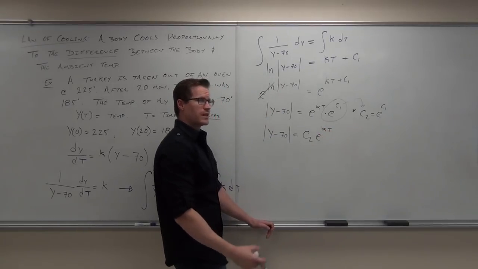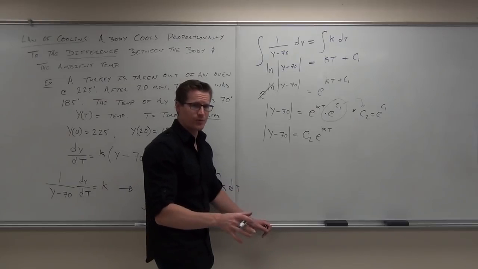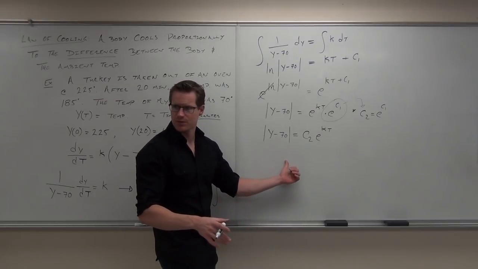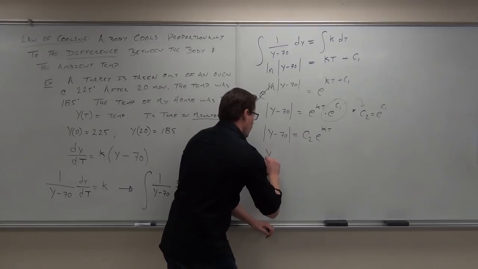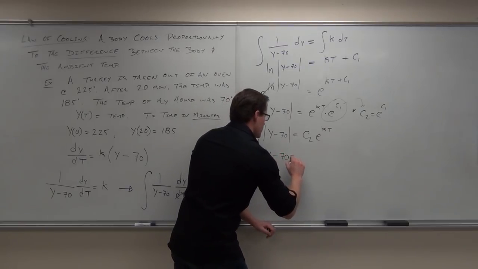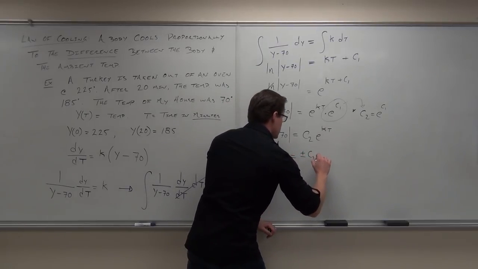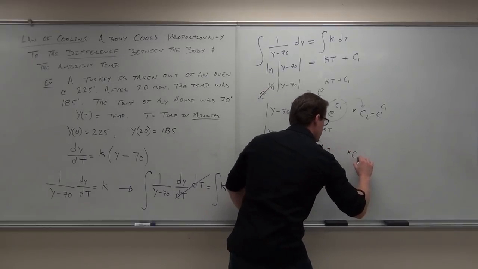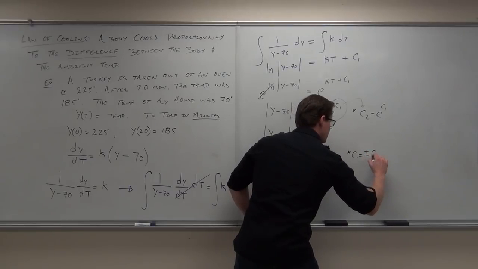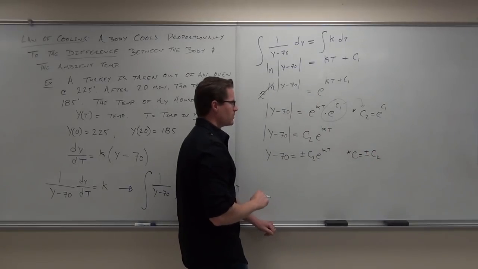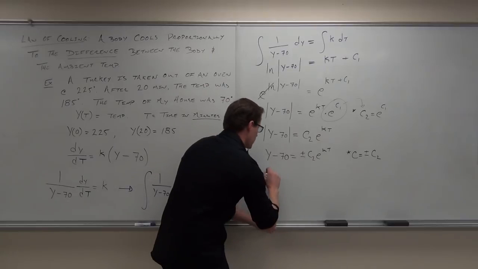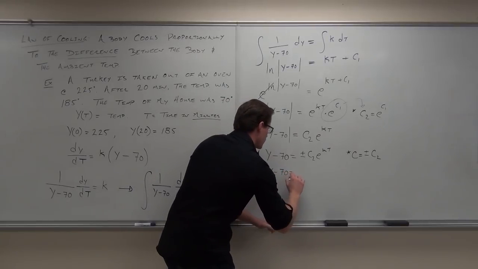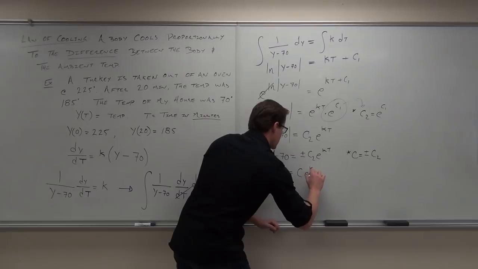Last thing we're going to do, again, we're moving quickly because this is exactly what we've done before. Do you guys see how similar this is to what we've done before? We're going to say y minus 70 equals plus or minus c sub 2 e to the kt. And then we're going to find our arbitrary constant c to equal plus or minus c sub 2. Since this is going to be a constant, I got y minus 70 equals c e to the kt.